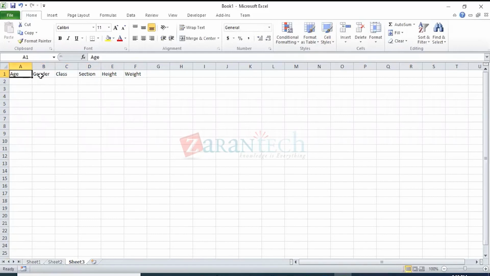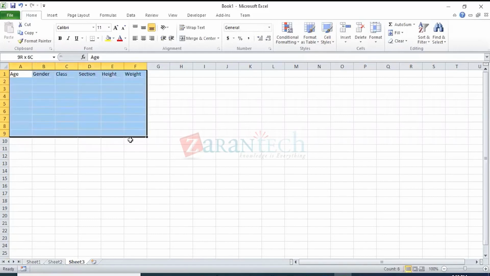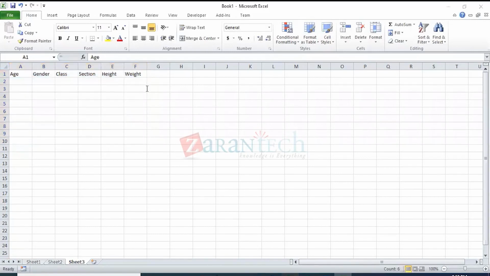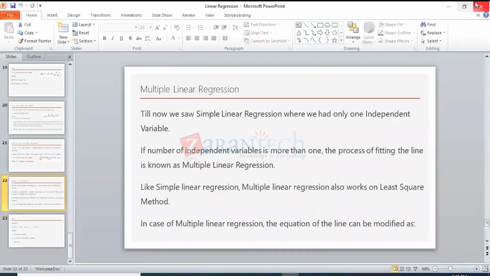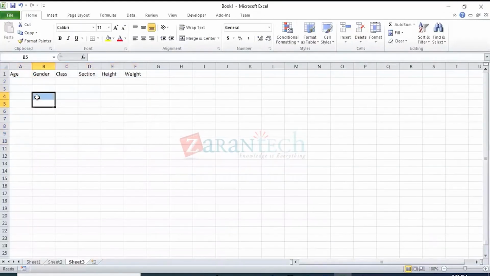And when I fit a linear regression model for this, that becomes my multiple linear regression. So we don't refer to it as multiple linear regression, but it's just a concept. Under linear regression, we have 2 types: simple and multiple linear regression. Okay, so these are the 2 types of linear regression.